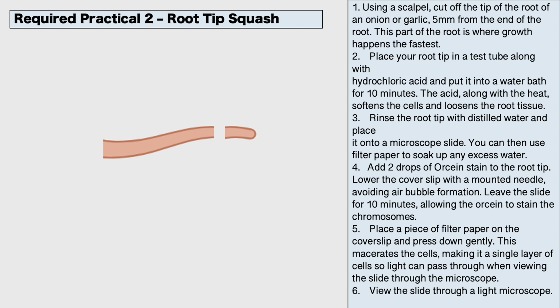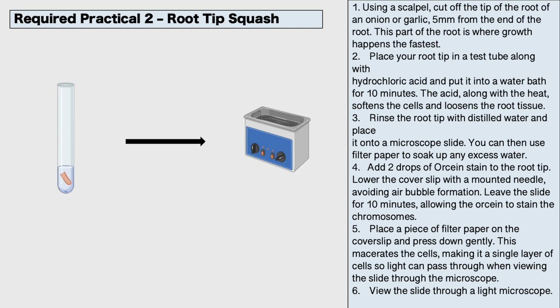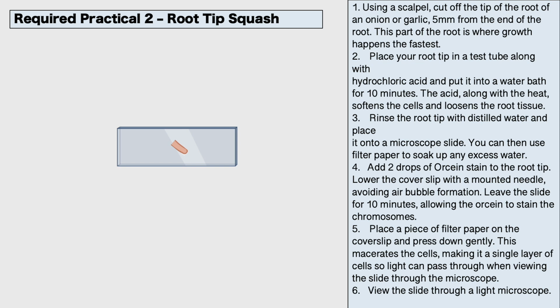Step 2. Place your root tip in a test tube along with hydrochloric acid and put it into a water bath for 10 minutes. The acid, along with the heat, softens the cells and loosens the root tissue. The acid also stops mitosis from continuing, so we've kind of frozen that process. Rinse the root tip with distilled water and place it onto a microscope slide. You can then use filter paper to soak up any excess water.